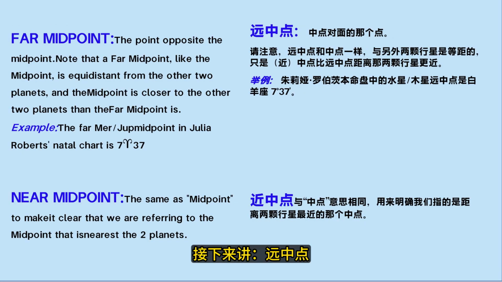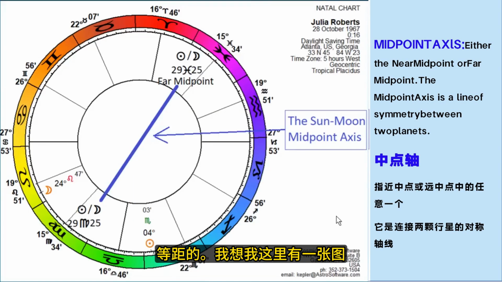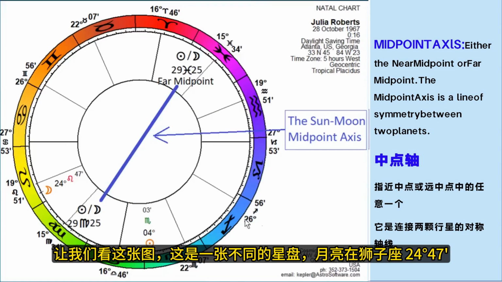Now the term far midpoint, you're probably familiar with this as well, but just to make sure we're not missing anything, that's the point opposite the midpoint. So the far midpoint is also equidistant. I think I have an image of this here. Let's look at an image.